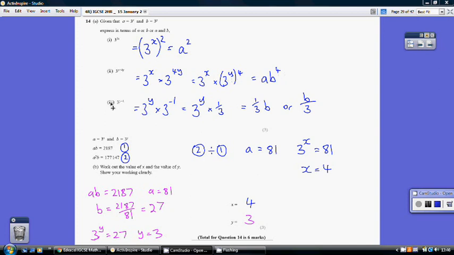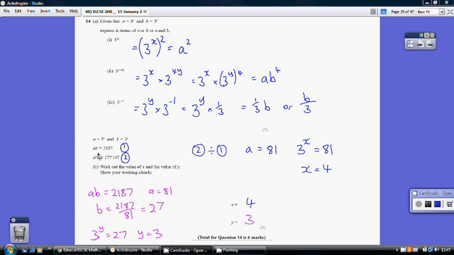Similar approach for part 3. Split this down to being 3 to the power of y multiplied by 3 to the power of minus 1, because when we're multiplying, we add the powers. So we get y minus 1. Now 3 to the power of minus 1 is a third. So this is 3 to the power of y, which is b, times a third. So a third b.